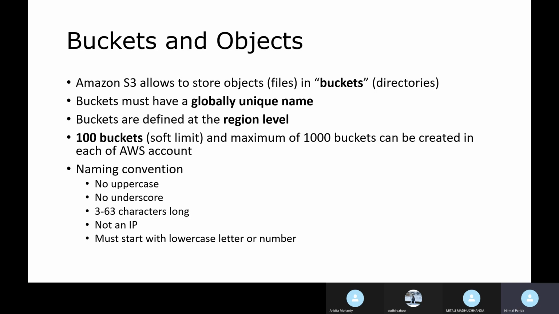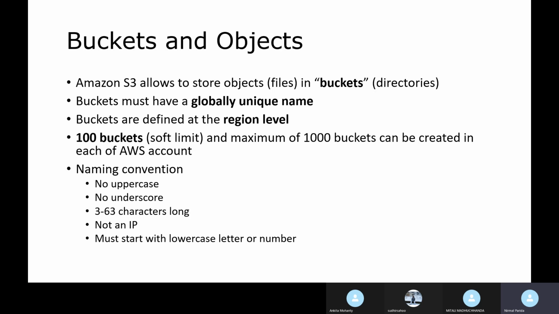A bucket must have a globally unique name. So while creating a bucket name, you should consider that it is a globally unique name. Suppose any name has been taken previously, you cannot use that. This is a globally unique name. Buckets are defined at a region level. So your bucket is specific to one region, but you can access it from any area of the world. 100 buckets is a soft limit, and a maximum of 1000 buckets can be created in each AWS account.